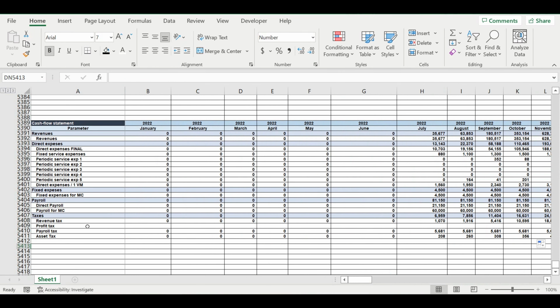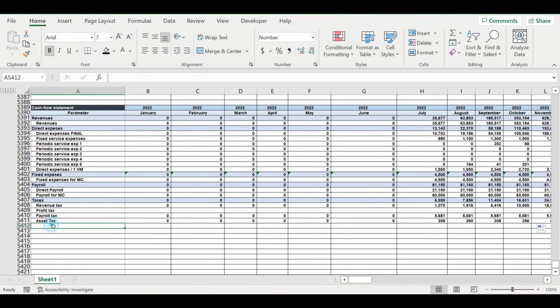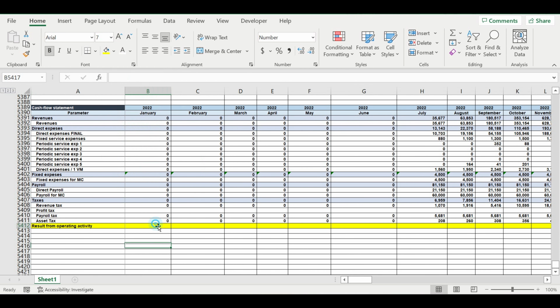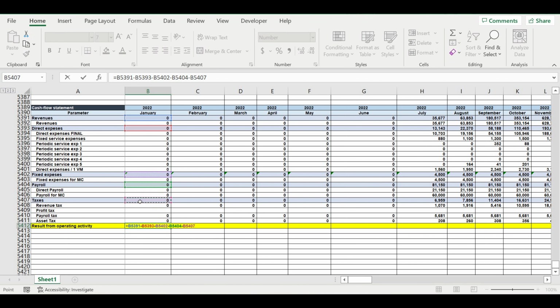Then we are calculating the result from operating activity. So this is the end of the first block. So we are taking revenues minus direct expenses minus fixed minus payroll minus taxes.